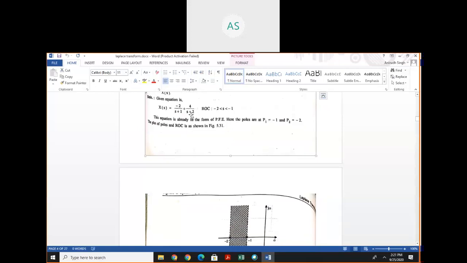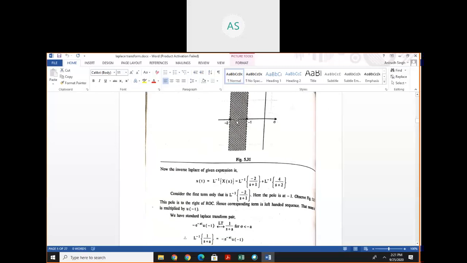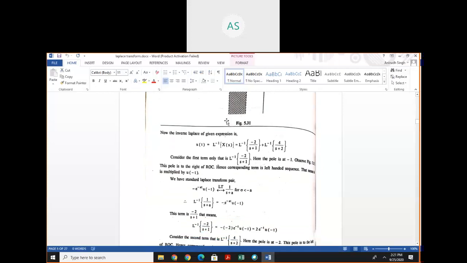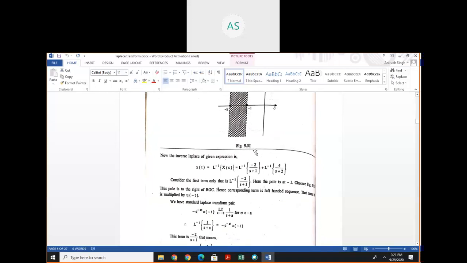Second problem: if X(s) is given by -2 divided by (s + 1) plus 4 divided by (s + 2), and the ROC is between -1 and -2, then find x(t). Poles are at -1 and the second pole is at -2, and this is the ROC, in between -1 and -2.